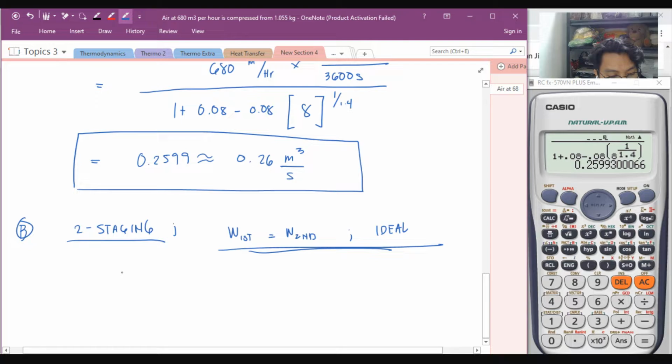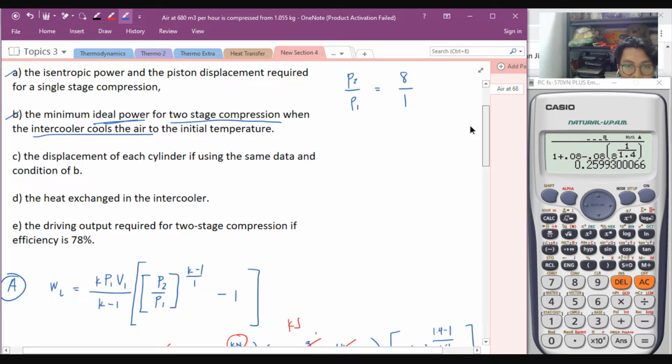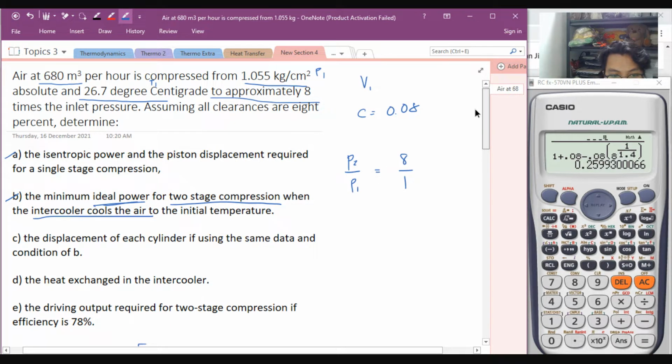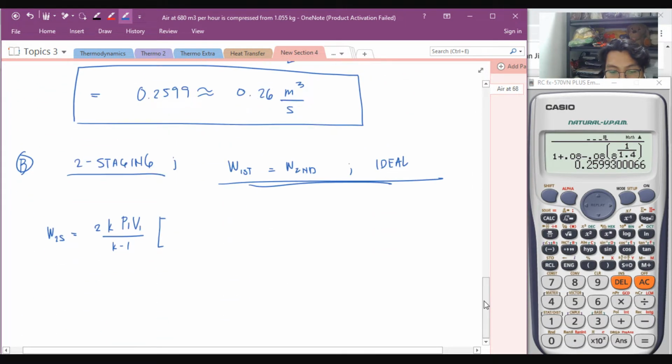Okay, pwede natin idiretso. So, for the work of the 2 staging, that is 2 multiplied to n, hindi naman nagbigay ng n dyan, 2k P1 V1 over k minus 1. Tapos yung pressure niya dyan, may binigay ba dito? If the intercooler cools the air to the initial temperature. So what is the final temperature nito? Para makuha mo intercooling. So intercooling, wala naman binigay dito pressure intercooler. Ideal power lang naman, ibig sabihin, equal yung second sa first stage. O di multiply ko lang ng 2.